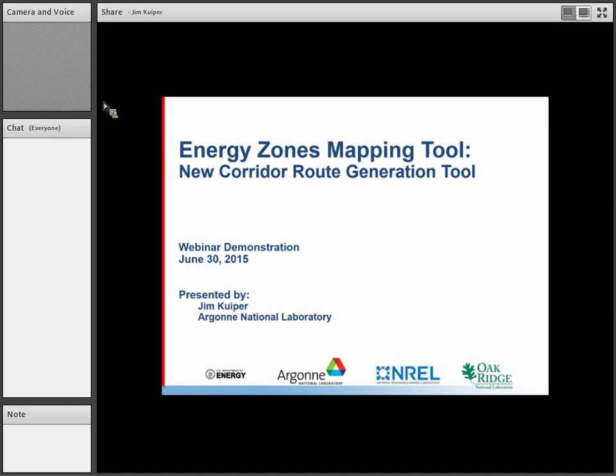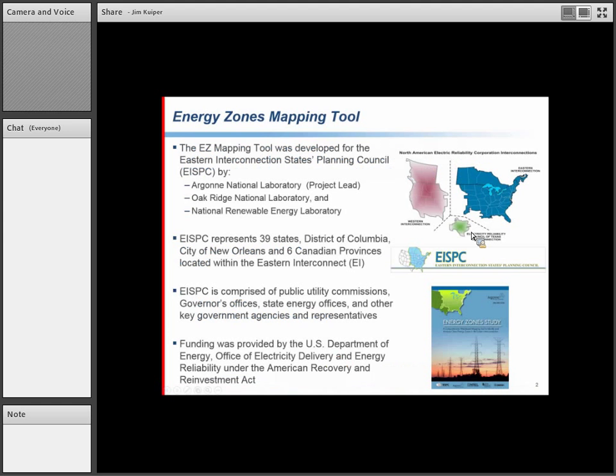This is Jim Kuiper from Argonne National Laboratory, and I'll be talking about the Energy Zones Mapping Tool today, especially a new corridor route generation tool that we've been adding over the last several months. And in general, I'll start out with just some slides and talk about the project.